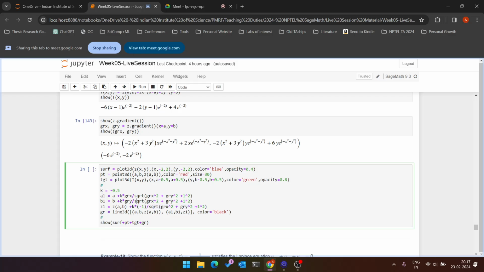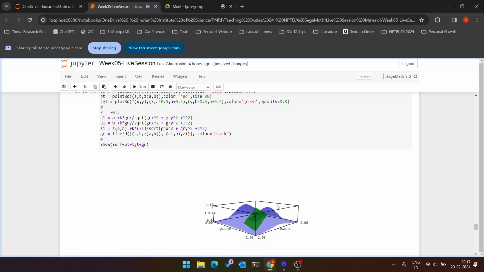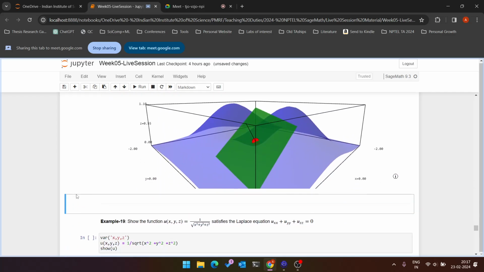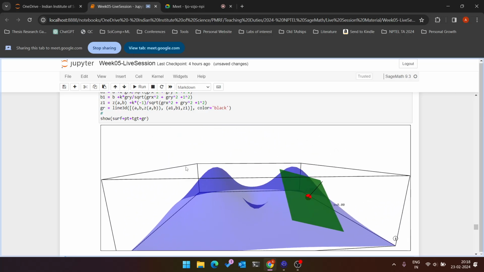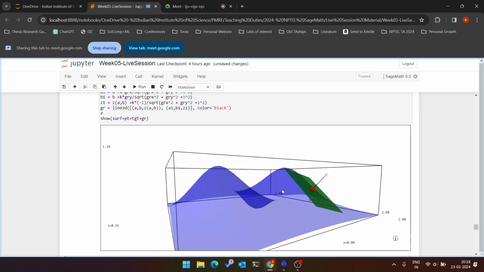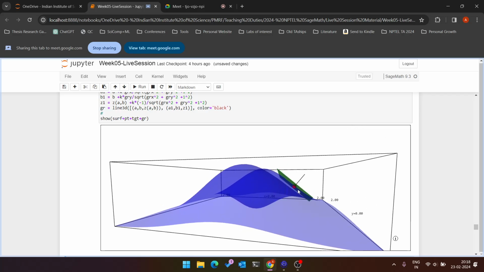So with this in mind, we get an approximate, we basically get another point lying on the normal, and I'll simply be connecting these two points using a black line. If I plot, this is how the plot ends up looking. So I've got my surface, which is blue. I've got my point, which is red. I've got my tangent plane.